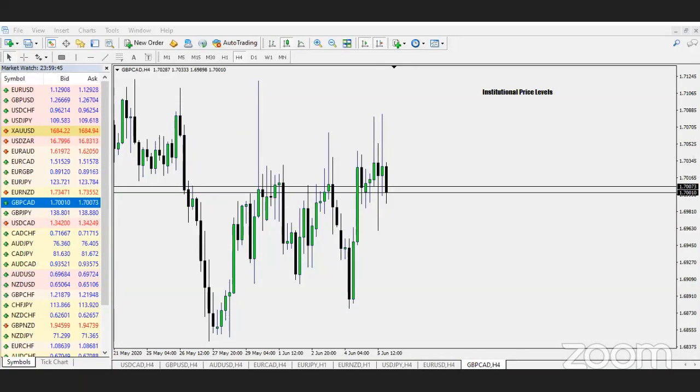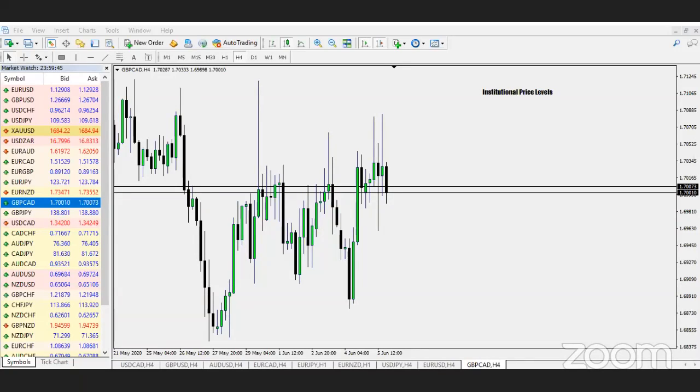We'll be looking at how to use institutional price levels in conjunction with order blocks and FIB levels to pick high probability trades from the market. After that, we'll look at a review of what happened in the markets last week, or rather this week, the week just ended, and see how we could learn from that and prepare for the week ahead.